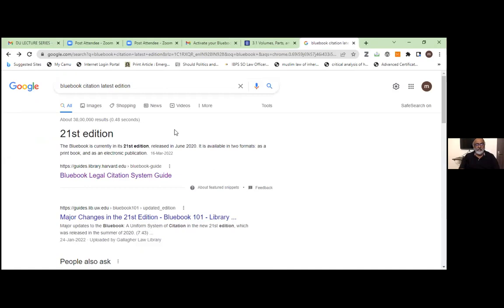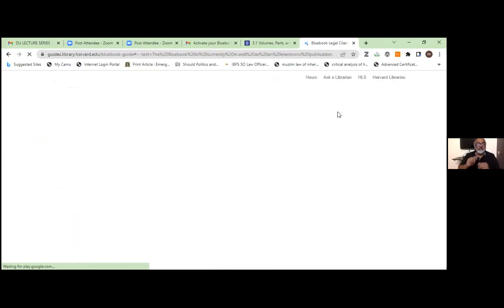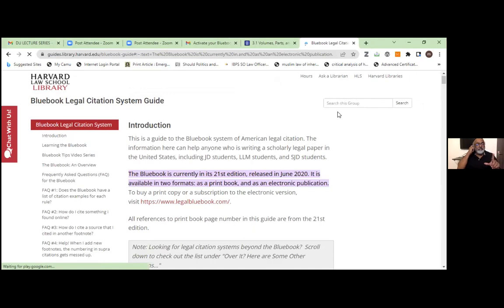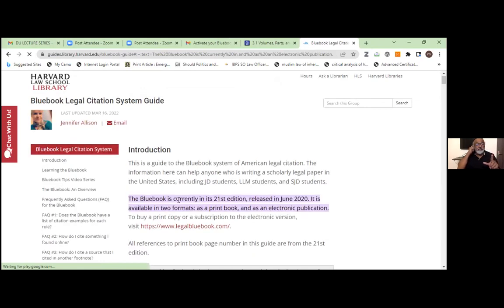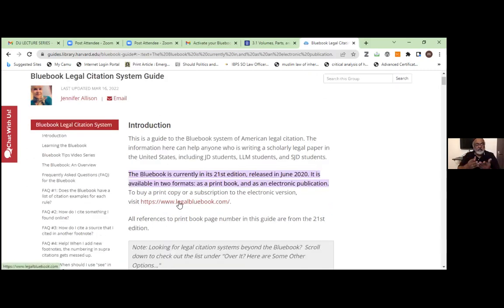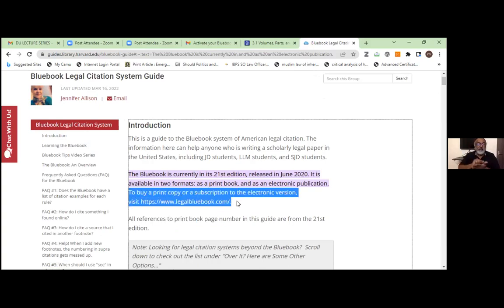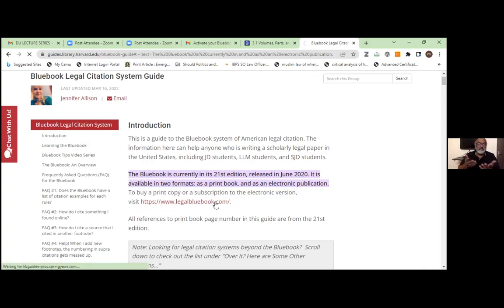So directly go to Google and type Blue Book Citation latest edition. That's it. The very first website that appears is Blue Book Legal Citation System Guide. Just click on this. It will direct you to Harvard Law School Library. Over here, you can see this link, legalbluebook.com. It says, to buy a print copy or a subscription to the electronic version, visit this website. So just click on this.